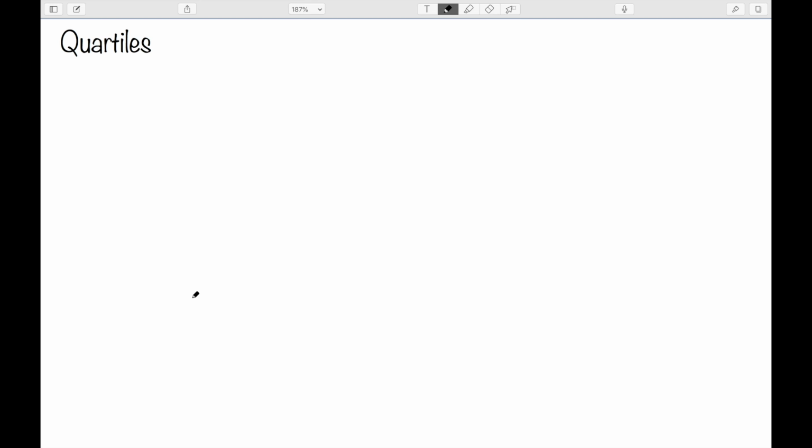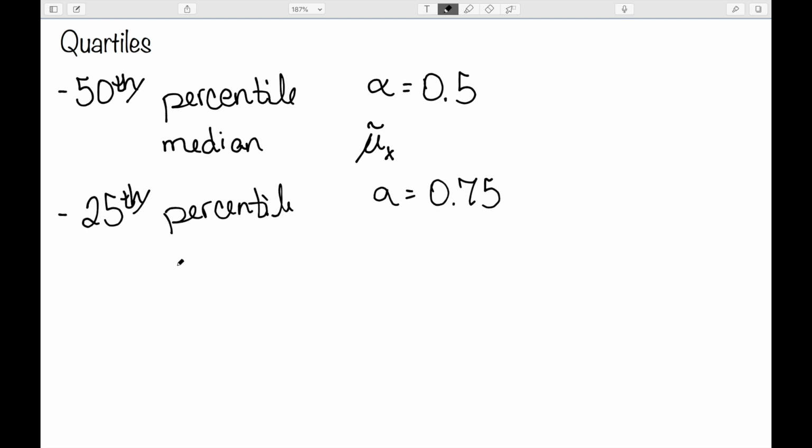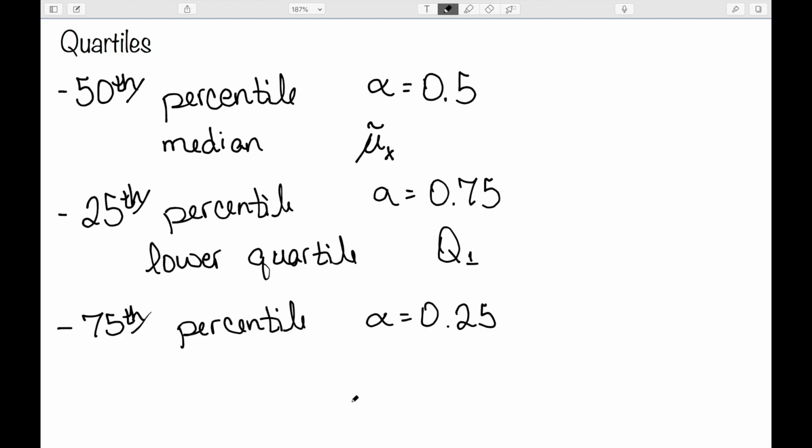Quartiles are three very particular percentiles. The first is the 50th percentile. In this case, alpha is equal to 0.5. This is the median and is denoted by mu tilde. Sometimes we'll write mu tilde sub X if we want to refer to which random variable we're discussing. For the 25th percentile, we have alpha equal to 0.75. This is the lower quartile and is denoted by Q1. Finally, we have the 75th percentile. In that case, alpha is equal to 0.25. This is the upper quartile and denoted by Q3.